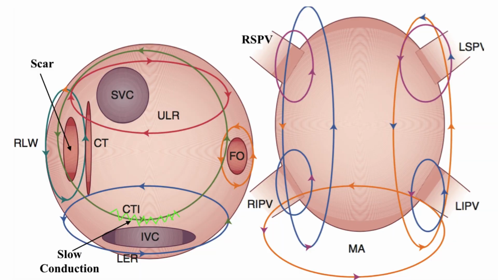Right atrial flutter is typically counterclockwise around the tricuspid valve, which is called typical flutter, and shows sawtooth waves in leads 2, 3, and AVF. Clockwise right atrial flutter is less common and inverts this pattern.